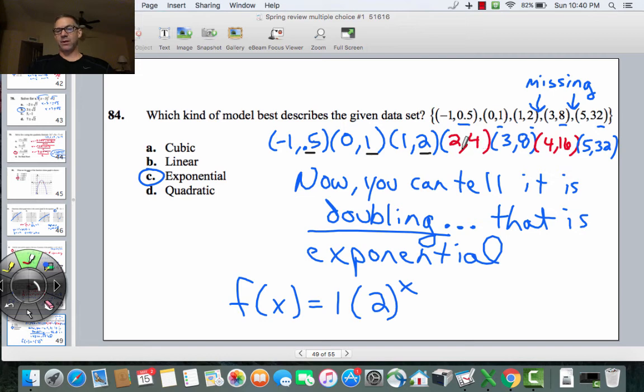If we had put in another ordered pair there, then the next ordered pair would have been 2, 4, and then it goes 3, 8, which is in there, and then the one that's missing is 4, 16, and then 5, 32. Then you can definitely tell that you're multiplying by 2, which means you're doubling, and that's an exponential function.